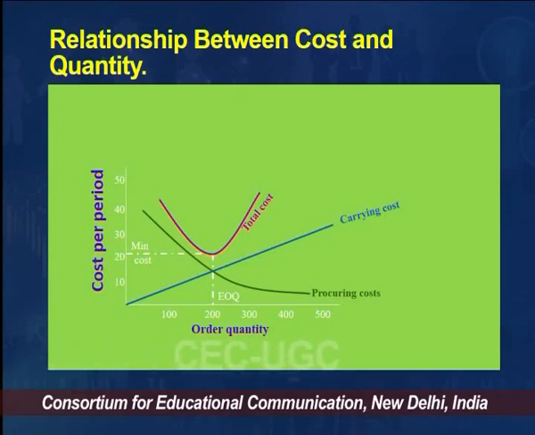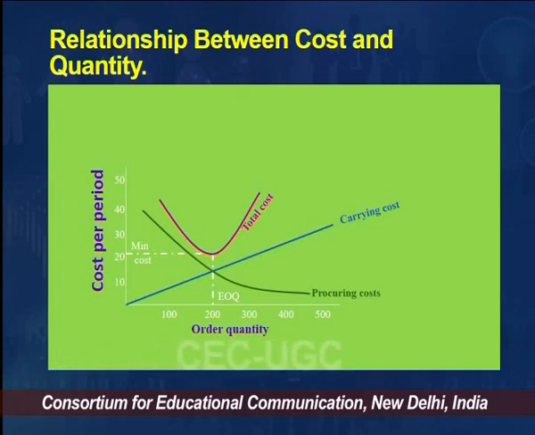So this point, at any point of time you should order this much quantity. So this quantity is known as EOQ, or in other words it is known as economic order quantity. So at this point, the carrying cost is equal to the ordering cost, because if you order more, the carrying costs are increasing, although the ordering costs are decreasing. If you order less, the carrying cost is less, but the ordering cost is more.